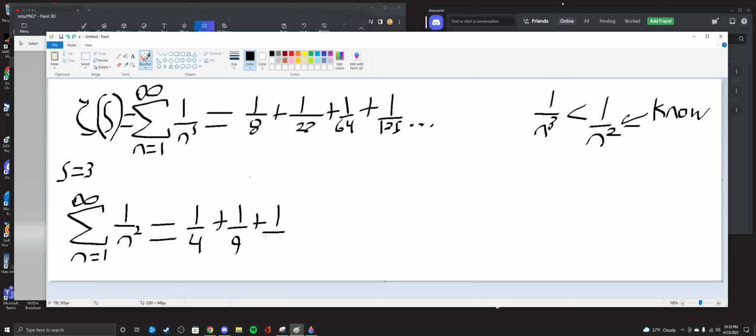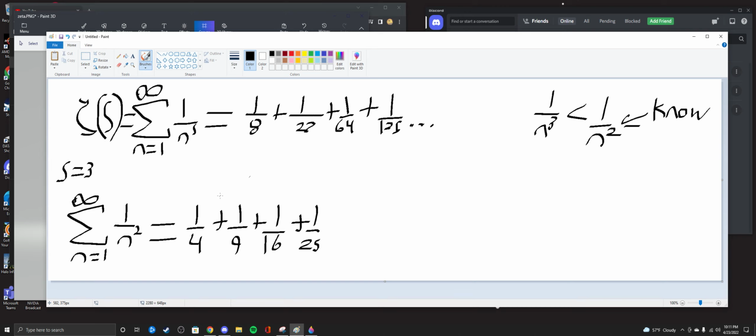1 over 16 plus 1 over 25. Rather than having it be like this, I want a common denominator for each one, so that what we're trying to find is the difference between the two. By finding the difference, we can subtract it from what we do know, which is pi squared over 6, and get what zeta when s equals 3 should equal. So that's the whole goal I have here.